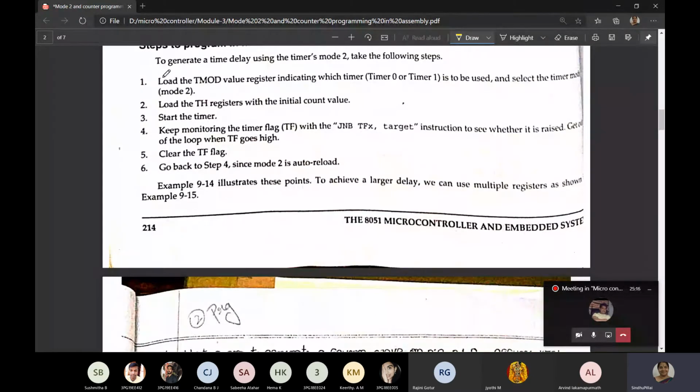Steps to program in mode 2: load the TMOD register indicating the timer. If it is timer 0 or timer 1, you have to indicate, and select the timer mode as mode 2 in the TMOD register. That is important. Load the TH register with the initial count value. Next, start the timer. Monitor the timer by using JNB. At last, clear the TF flag. Go back to step 4, since mode 2 is auto reload. That is important. Auto reload is one important thing, and it is 8-bit, and the maximum count is FFH, from 0 to FF.